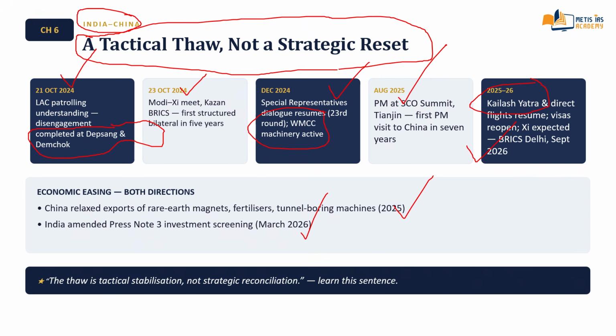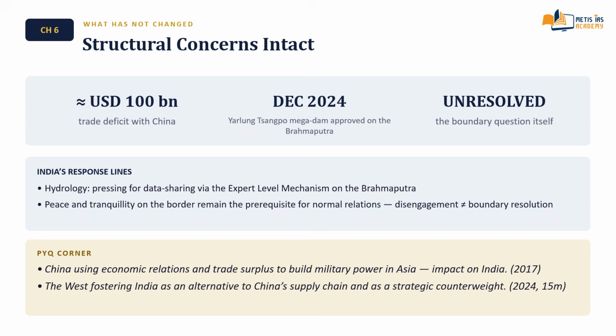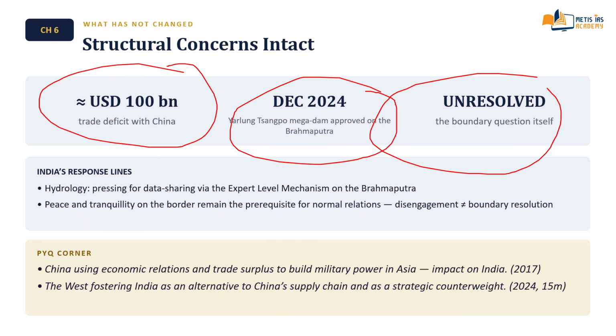Then comes the anchor PYQs. What is the PYQ corner here? What are the previous questions? Boundary question unresolved. 100 billion US dollar trade deficit. Hydrology, pressing for data on the Yarlung Sangpo. Peace and tranquility on the border remain the prerequisite for normal relations.